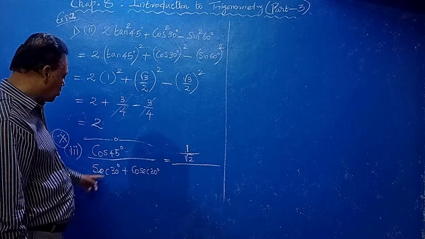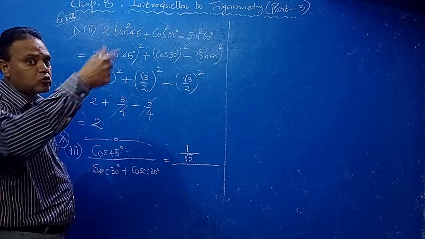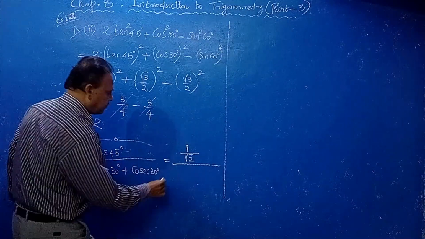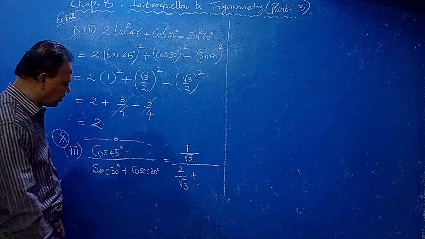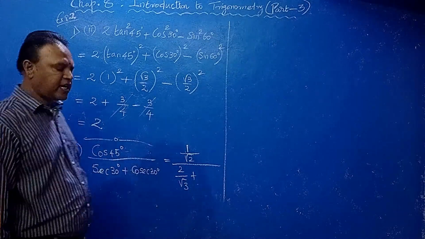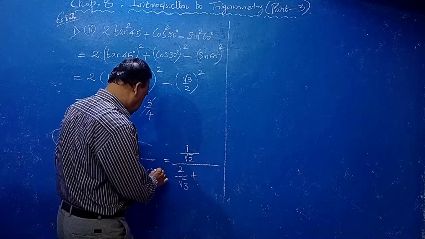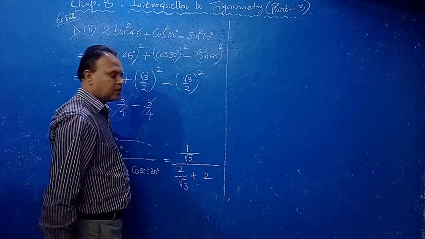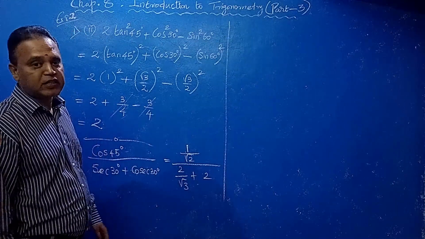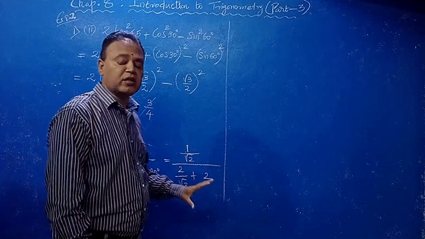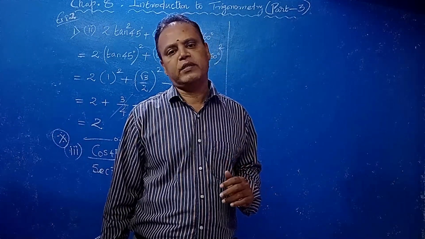Secant 30. While writing secant 30, you just recall cos 30. Cos 30 is root 3 by 2, so secant 30 is 2 by root 3. Plus cosecant 30. Sin 30 is 1 by 2, so cosecant 30 means 2. Sin 30 reciprocal, that is, cosecant 30 is 2. Understand? This is the proper method. You can easily write the value without mistake.